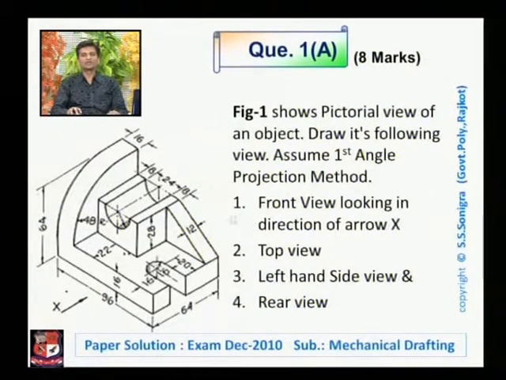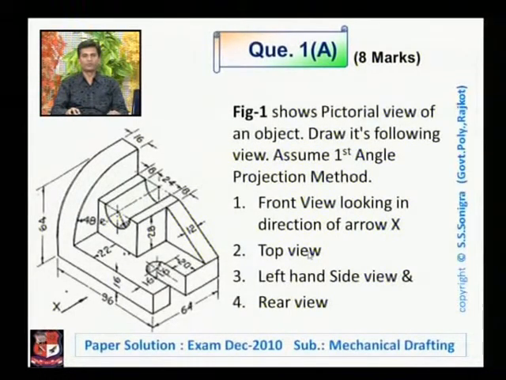Now before starting the solution of this problem, let me decide the planning on the page. 4 views are there. So first we should decide what would be the width and height of each view. Suppose if you look from X direction, it will be front view. In front view, its width is 96 mm and height is 64 mm, as it is seen here. So first we draw a rectangle of this dimension for the front view.